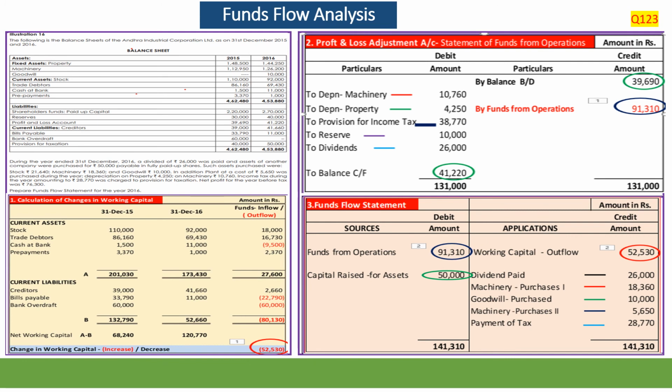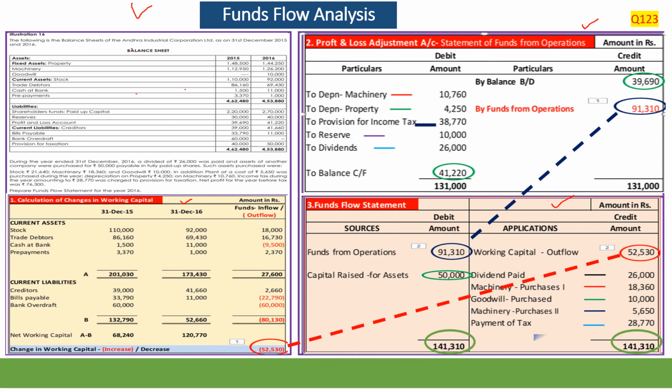And just to put all the four together, starting with our initial problem, we prepared the working capital statement, then we prepared the profit and loss adjustment account. Based on that, we prepared the funds flow. Having an overview of all together, we posted funds from operations. We posted the increase in working capital or outflow. Then we posted all payments from the exercise which was given. We had the exact matching of both sources and applications.